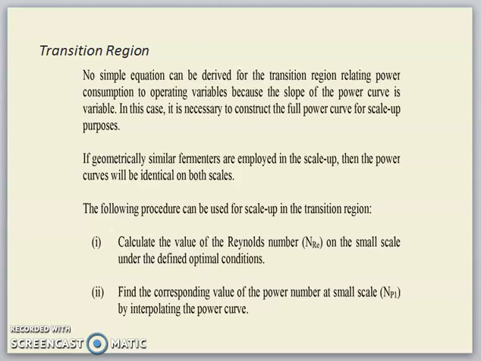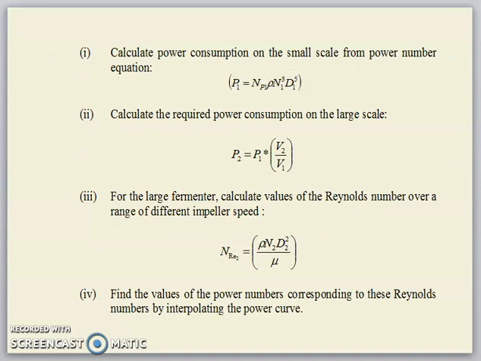The first one is to calculate the value of Reynolds number on the small scale under the defined optimal condition. Then, secondly, find the corresponding value of the power number at small scale, Np, by interpolating the power curve. The power curve here means the graph that we have looked at before. Then calculate the power consumption on the small scale from the power number. Then you calculate the required power consumption on the large scale.